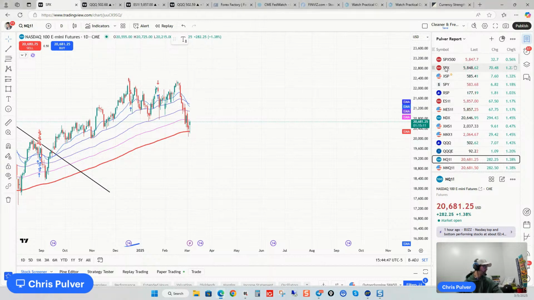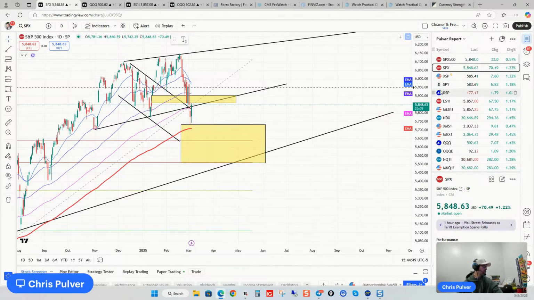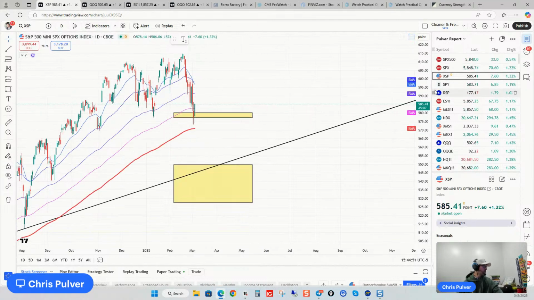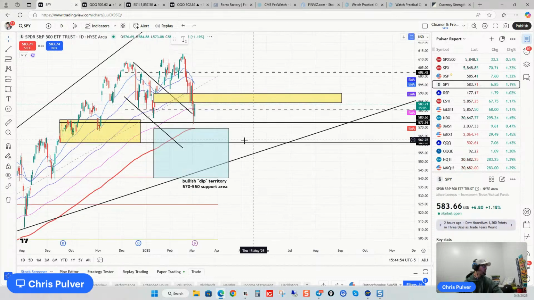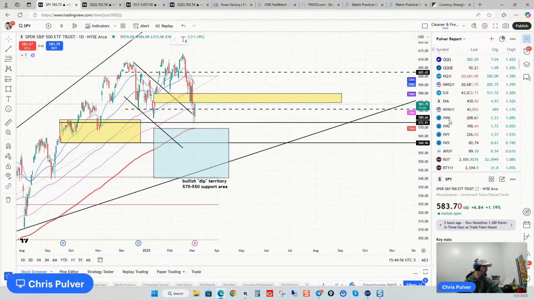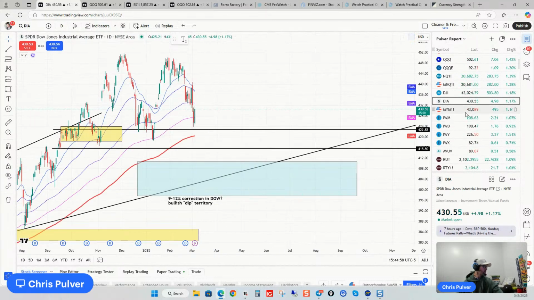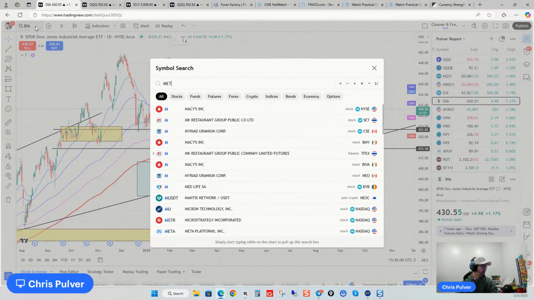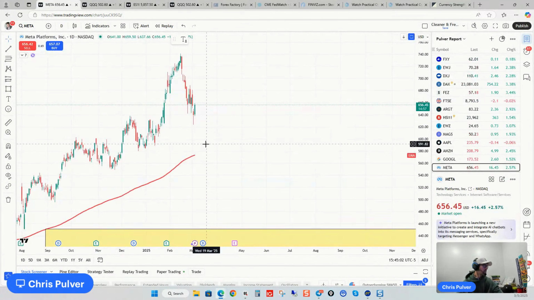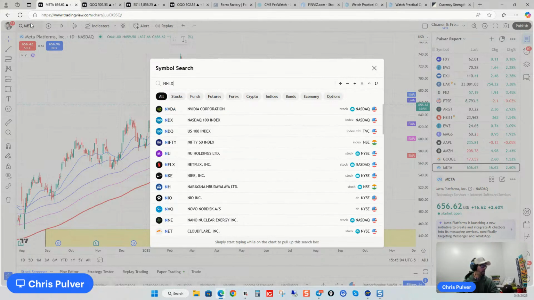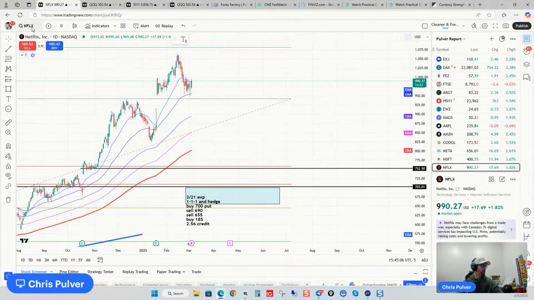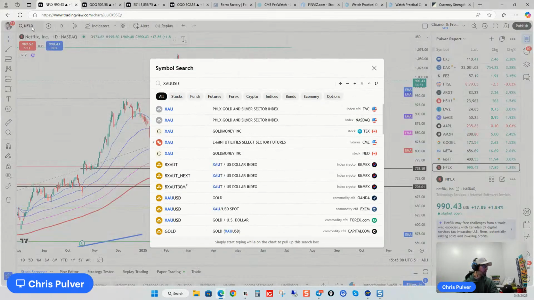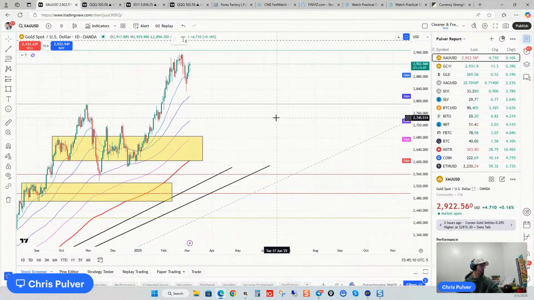And the reason why is mainly this: we didn't hit the 200 moving average. We didn't hit it here, here, or here. If I go to Meta, we didn't hit the 200 moving average. If I go to Netflix, we didn't hit the 200 moving average. If I go to gold, we didn't hit the 200 moving average.